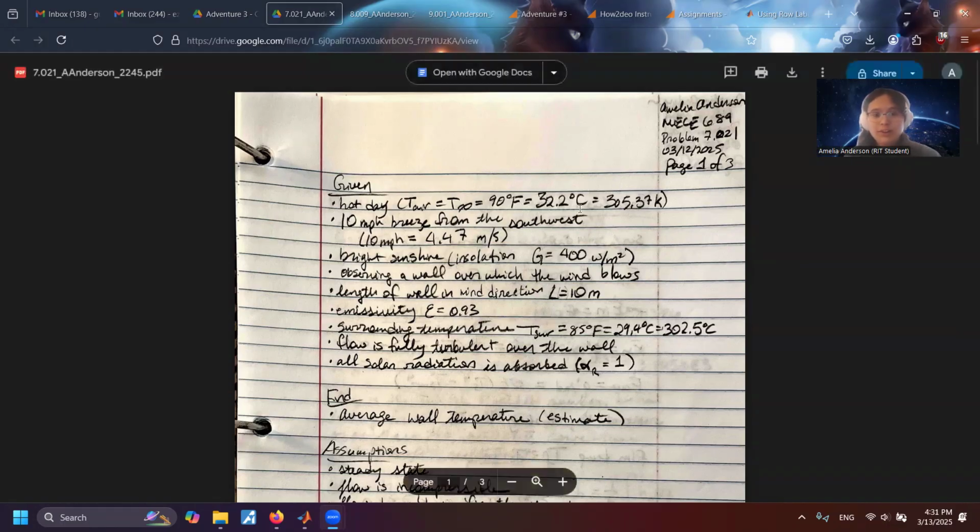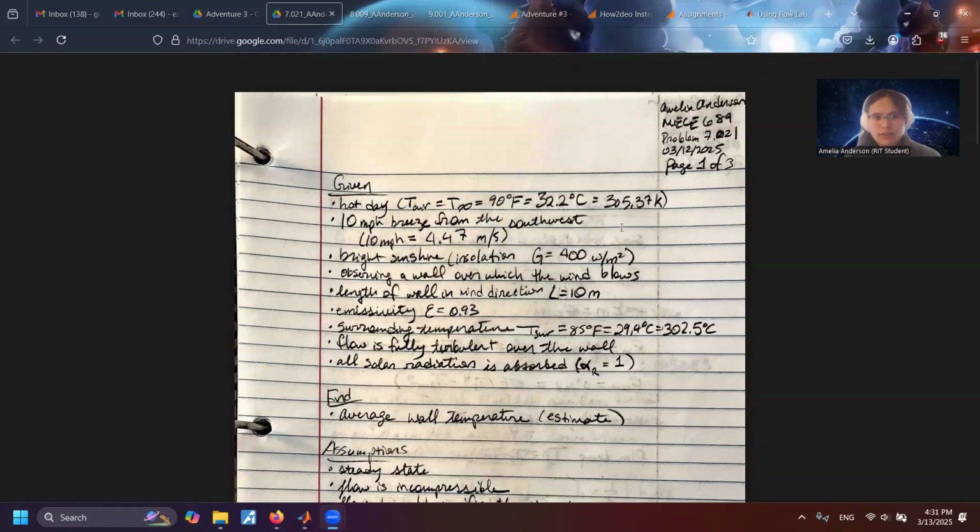So we will be converting to Celsius and thereby Kelvin, which is about 305 Kelvin. We've got a 10 mile per hour breeze out of the southwest. I'm still not a fan of miles per hour, so we're converting that to meters per second. We've got bright sunshine, also known as an insolation, our G term of 400 watts per meter squared. This is actually pretty low for sunny insolation, but we'll let it slide.